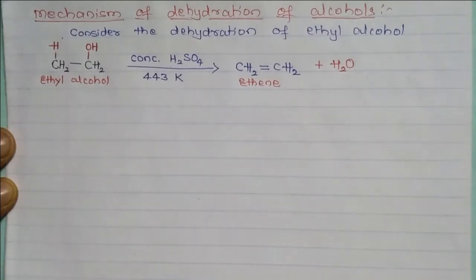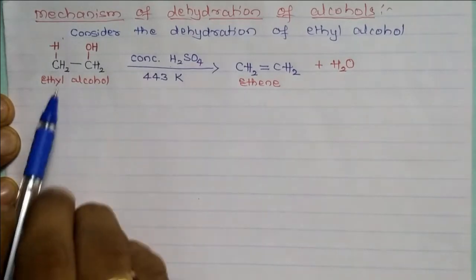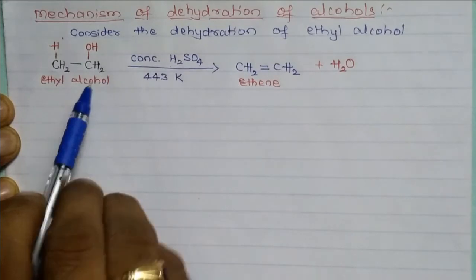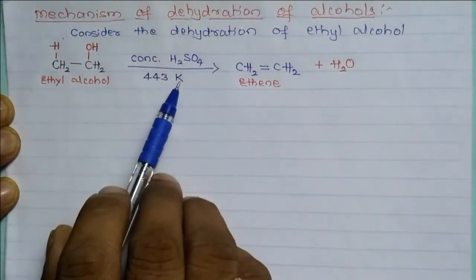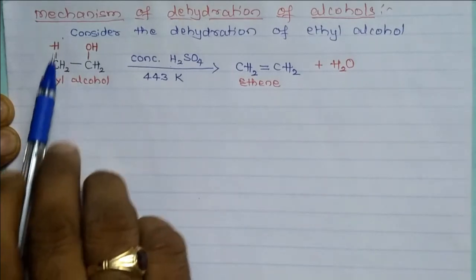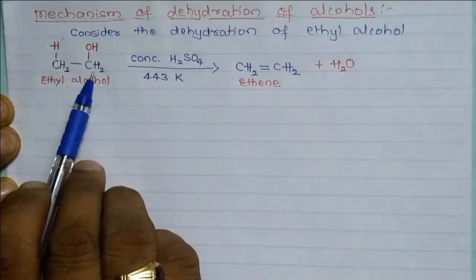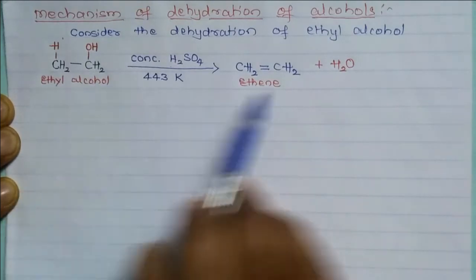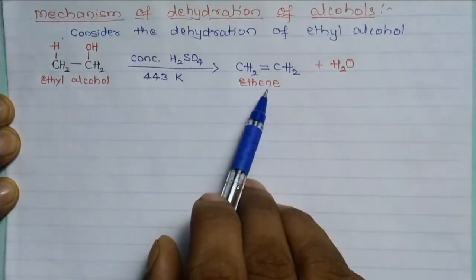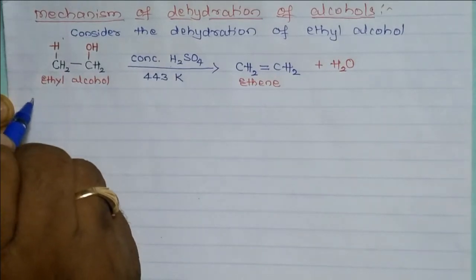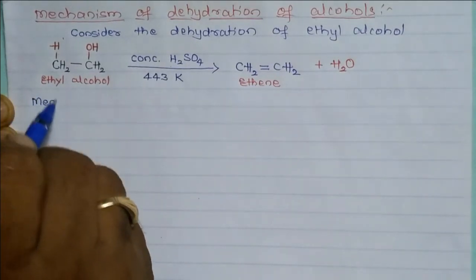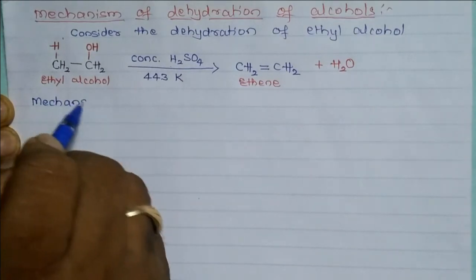Now let us discuss the mechanism of dehydration of alcohols. Consider the dehydration of ethyl alcohol. Already we have discussed this reaction. Ethyl alcohol, when heated with sulfuric acid at 443 Kelvin, forms ethene, as a molecule of water is eliminated. Now let us see the mechanism part. What is mechanism? Stepwise explanation of a chemical reaction is known as mechanism.